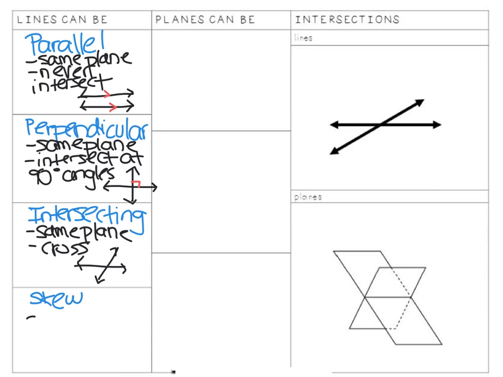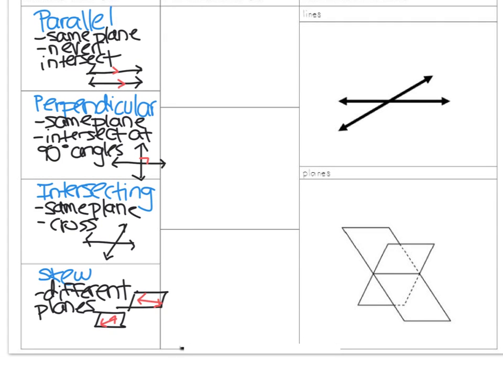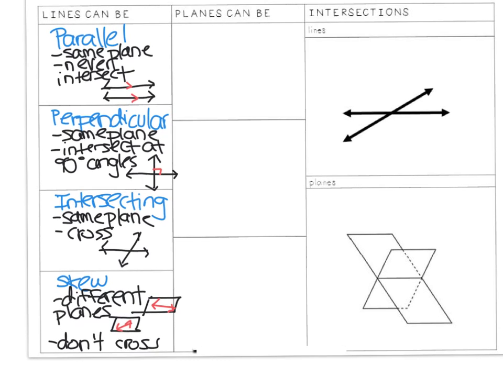Finally, skew lines are on different planes. Now this is a little bit hard to draw. They're on different planes. So let's say I had one plane here and one plane here. I'd have one line on this plane and one line on this plane. Those are skew lines. They don't cross. These lines do not cross because they're on different planes. It's like being in two alternate dimensions. You're never going to meet in that dimension.